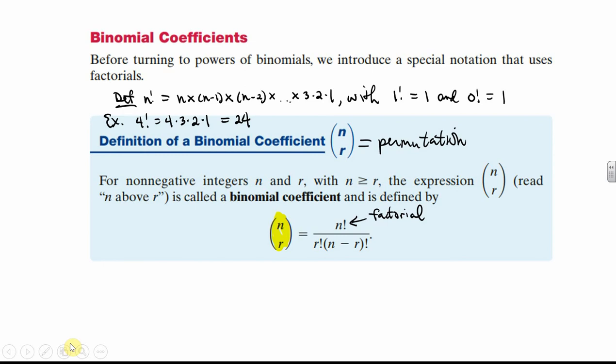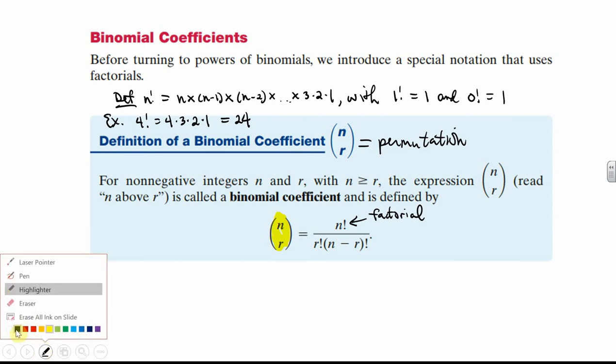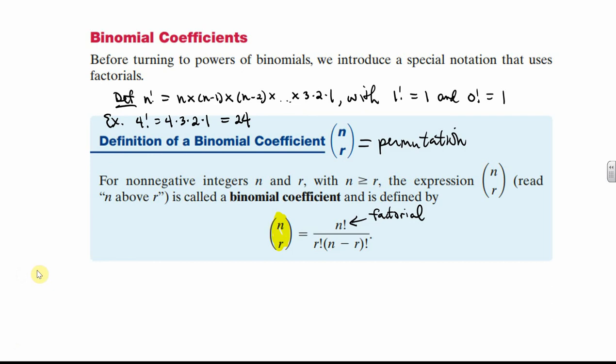This is defined, n things taken r at a time, as n factorial divided by r factorial times (n minus r) factorial. So this gives us a number, and we'll see how that works in just a moment. That's the formula. By the way, I'll make sure that on the test, I have that formula for you so you don't have to keep it in your head.